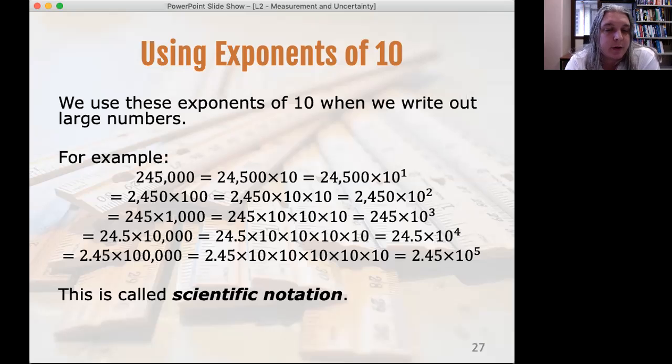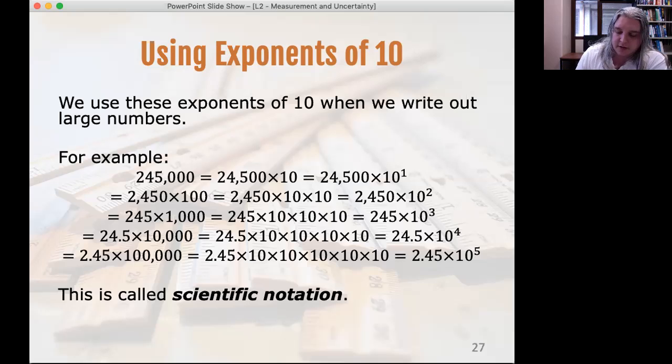I won't read out the next couple of lines, but I'll go to the last one. 2.45 times 100,000 is our original value. We're looking for 245,000. So 2.45 times 100,000. But 100,000 is just 10 times itself 5 times. So we can write that as 2.45 times 10 to the power of 5. This practice of writing a number times 10 to the power of something is called scientific notation. And the reason it's called scientific notation is because it was literally developed to make big and small numbers easy to write out when you are doing scientific work.